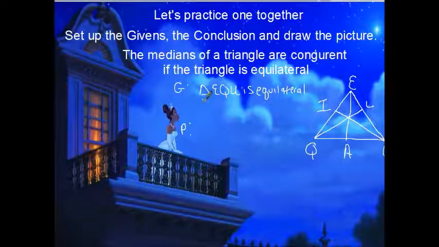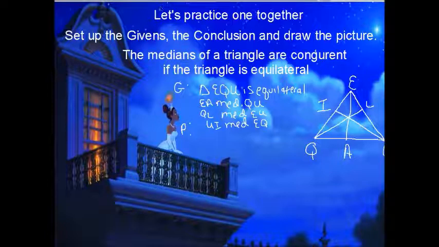So those are going to be other givens. We're going to have EA is a median to QU. We're going to have that QL is a median to EU. And we're also going to have that UI is a median to EQ. So then, what are we going to prove? Let's move this down a little bit. We're trying to prove that those medians, EA is congruent to QL, is congruent to UI. And that's what we got.